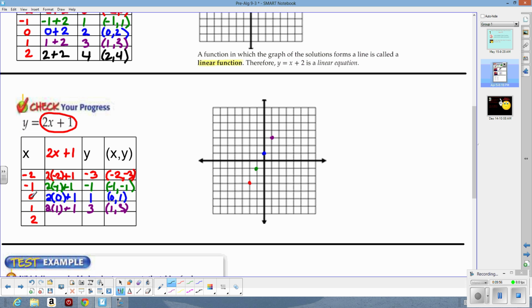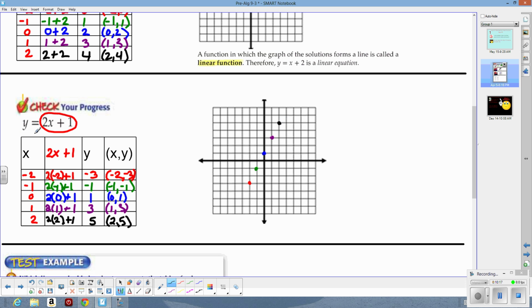And the last one I'm going to plot, I'm going to plug in 2 for x. 2 times 2 plus 1. 2 times 2 is 4, plus 1 is 5. So my ordered pair is 2, 5, which means I'm going to go to the right 2 and up 5.